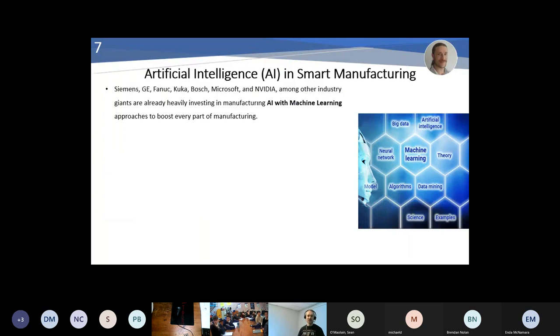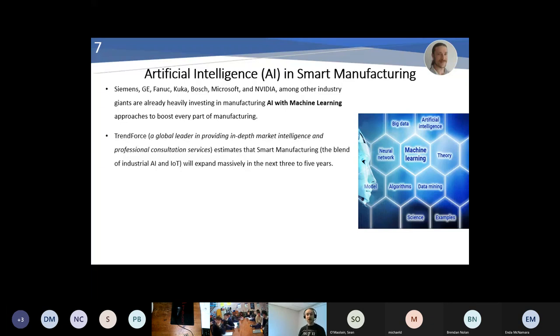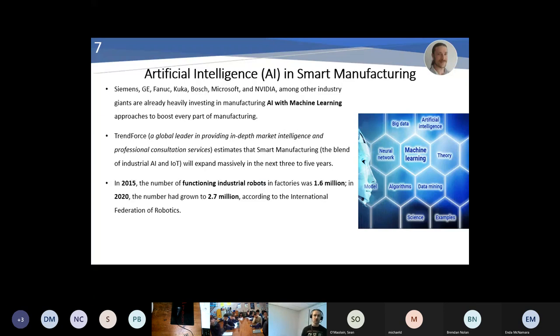All of these companies are giants already heavily invested in manufacturing and AI with machine learning approaches to boost every part of their own manufacturing sets. TrendForce, a global leader in providing in-depth market intelligence and professional consultation services, estimate the smart factory, the blend of industrial AI and IoT, will expand massively in the next 3 to 5 years. Admittedly, I don't think any survey was really needed to tell that. Not only will they increase massively in the next 3 to 5 years, but the 5 years after that and the 5 years after that as well. It's just going to continue to grow.